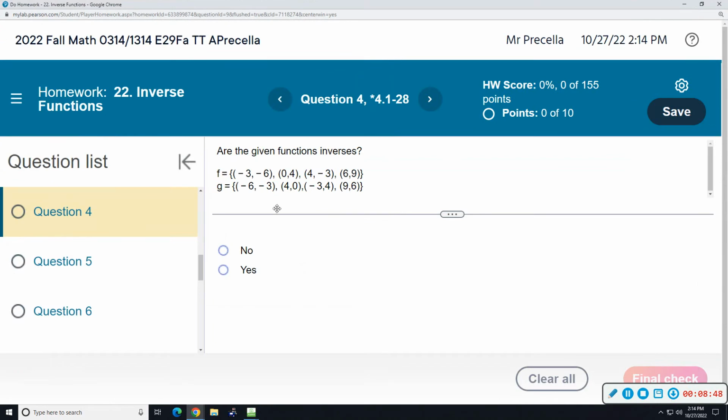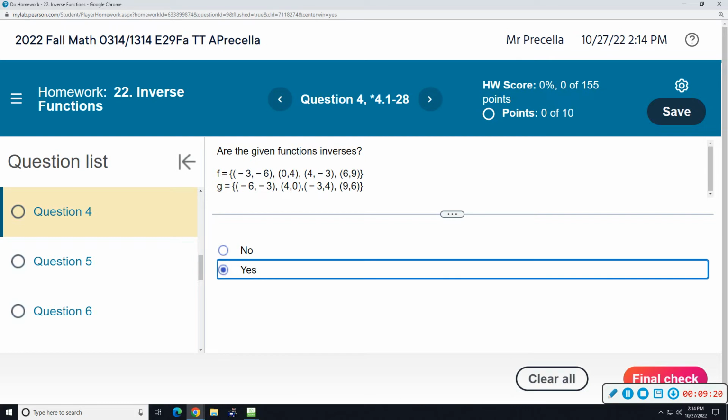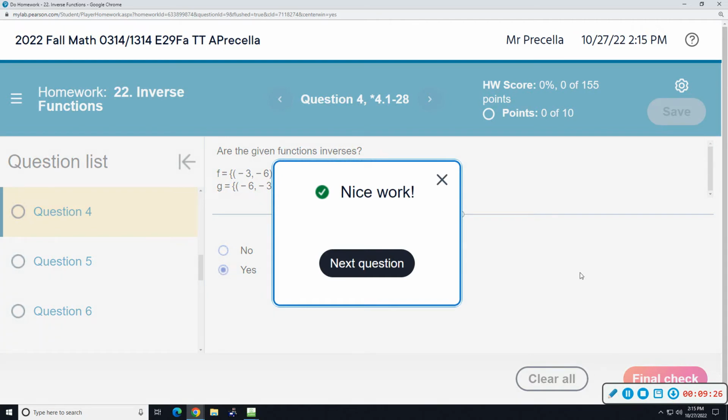Is that it? Yes. Are these functions inverses? There are some questions here that you can just look at and answer very quickly. If they're inverses, the ordered pairs have to be reversed. -3, -6, yeah, that's right. 0, 4, and 4, 0, yes. 4, -3, when we reversed that ordered pair, it became -3, 4. And 6, 9 became 9, 6. I agree with Jacob, yes. So there are some short, fast questions.